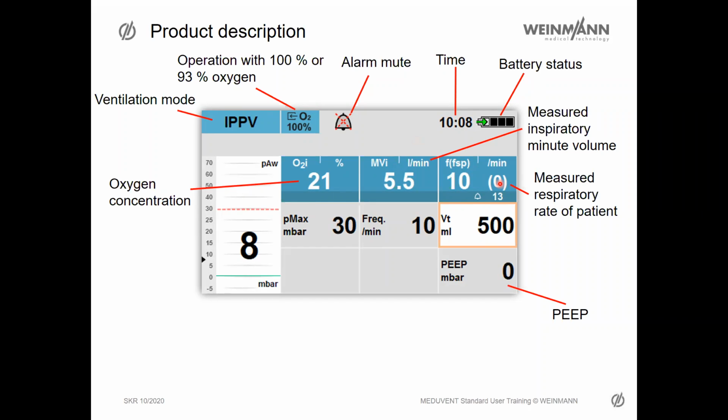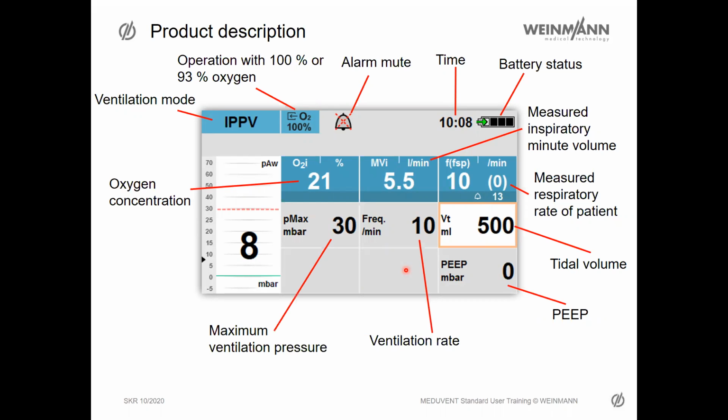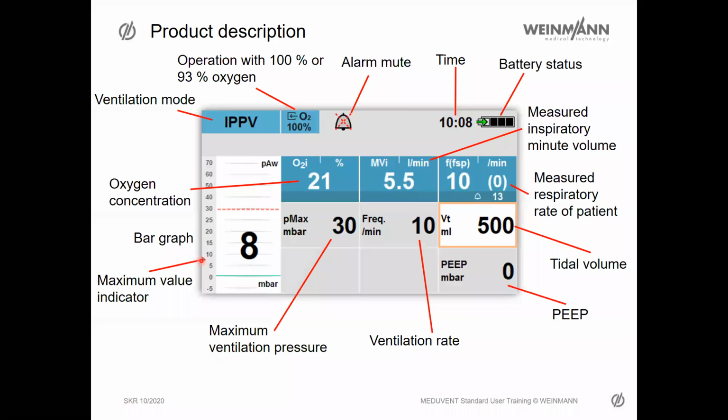You can see these 6 plates down there. You can have the parameters which you can change. As example for IPPV, we have the PEEP, we have the ventilation rate, the tidal volume, and the maximum ventilation pressure you can set. On the left-hand side, we have the maximum volume indicator, where you can have this black spot here. We have the alarm function above, and we have this bar graph here, where you have the maximum ventilation pressure visualized as a red line.